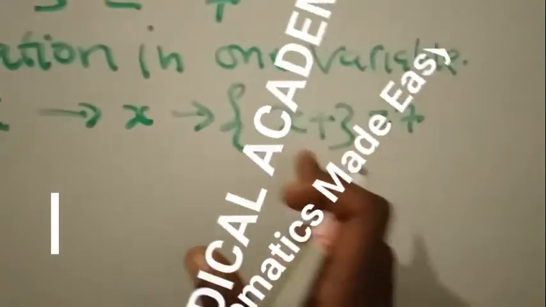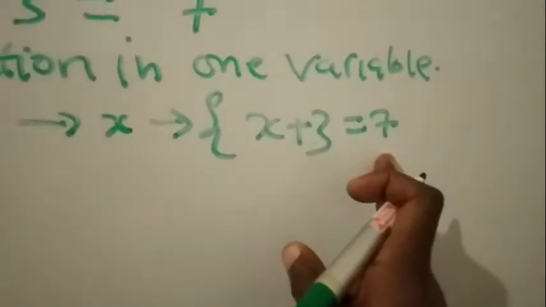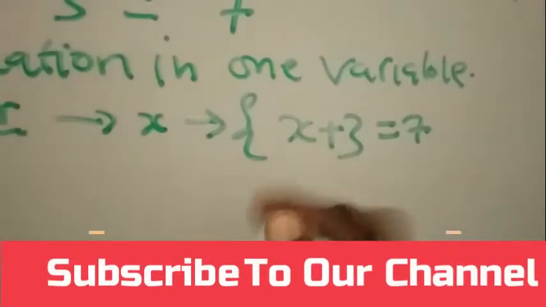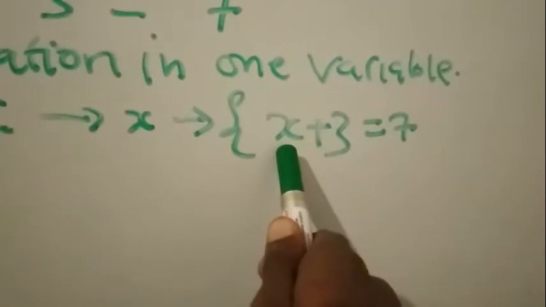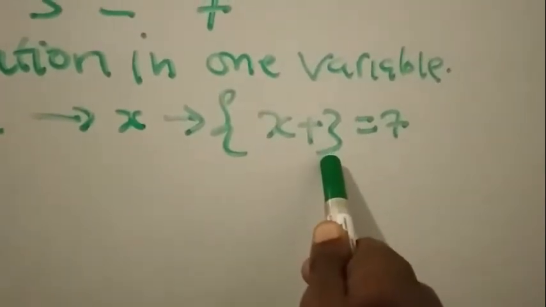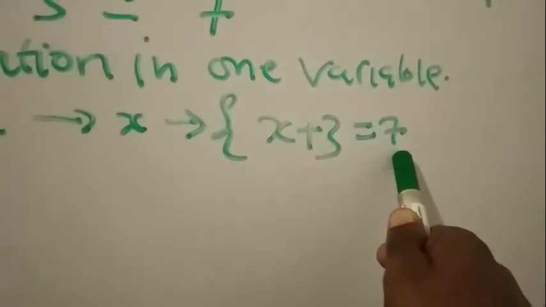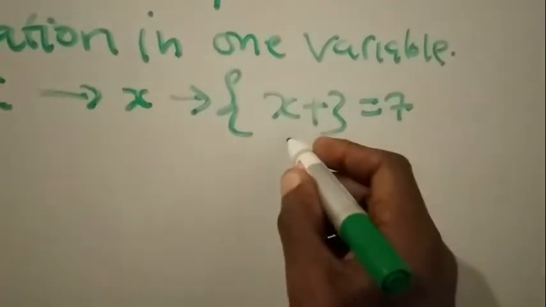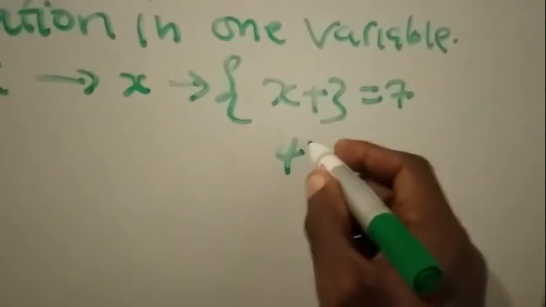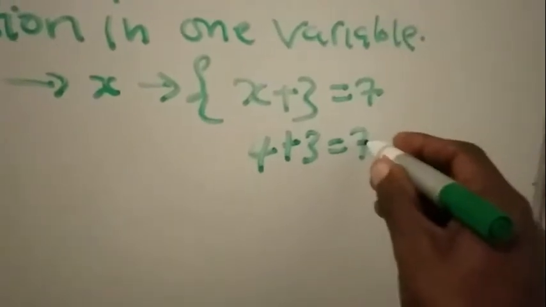Look at this equation, x plus 3 equals 7. Meaning that all I have to do is find the value of x such that when I add it to 3, I will get the 7 on my right. So when you think a bit, you find that the answer should be 4. So 4 plus 3, you get 7.